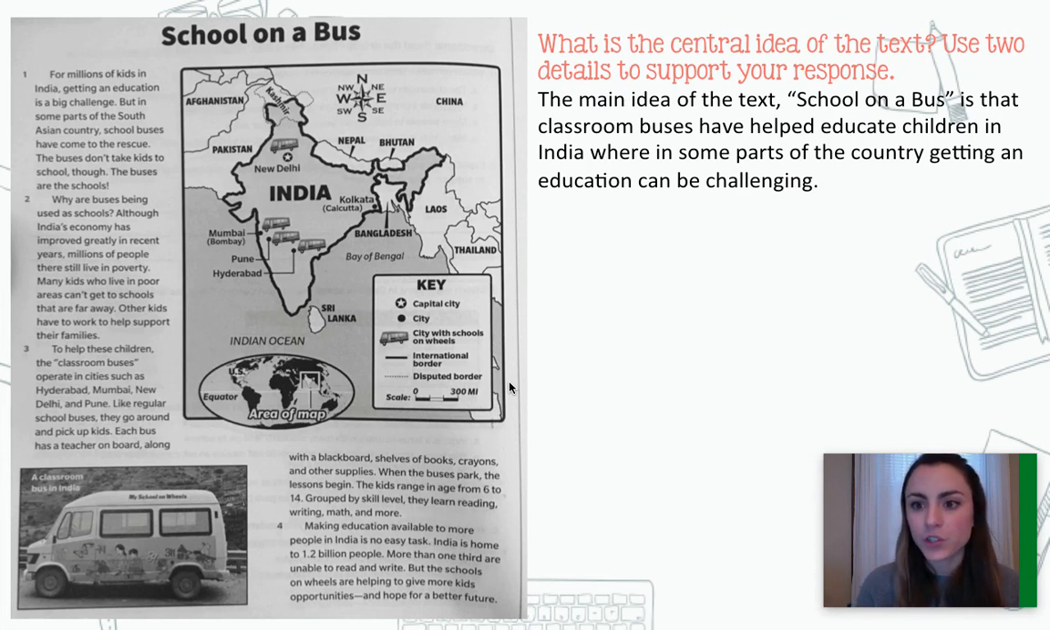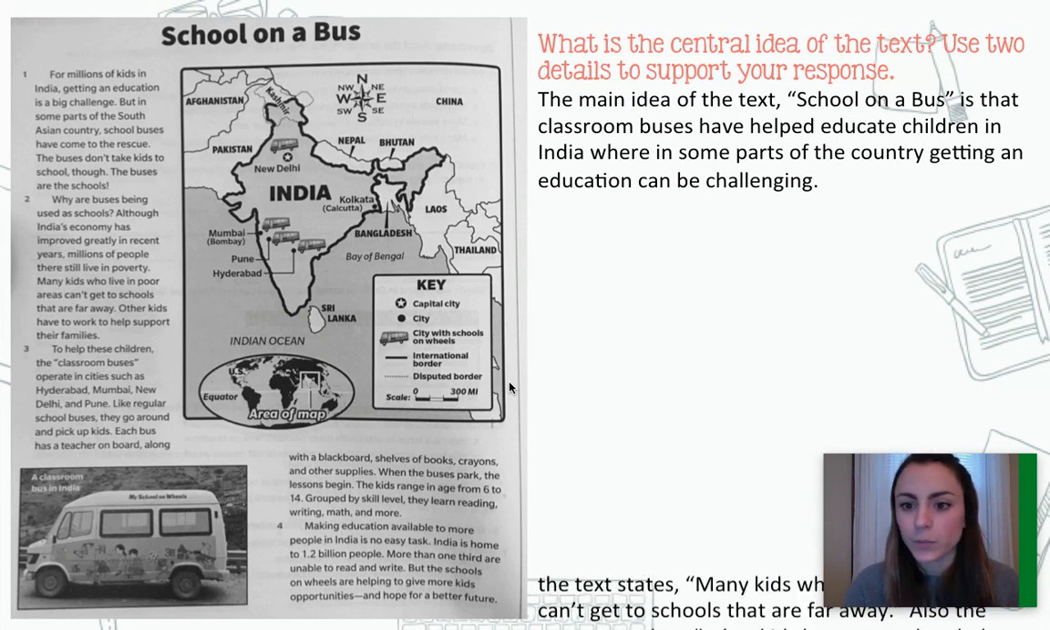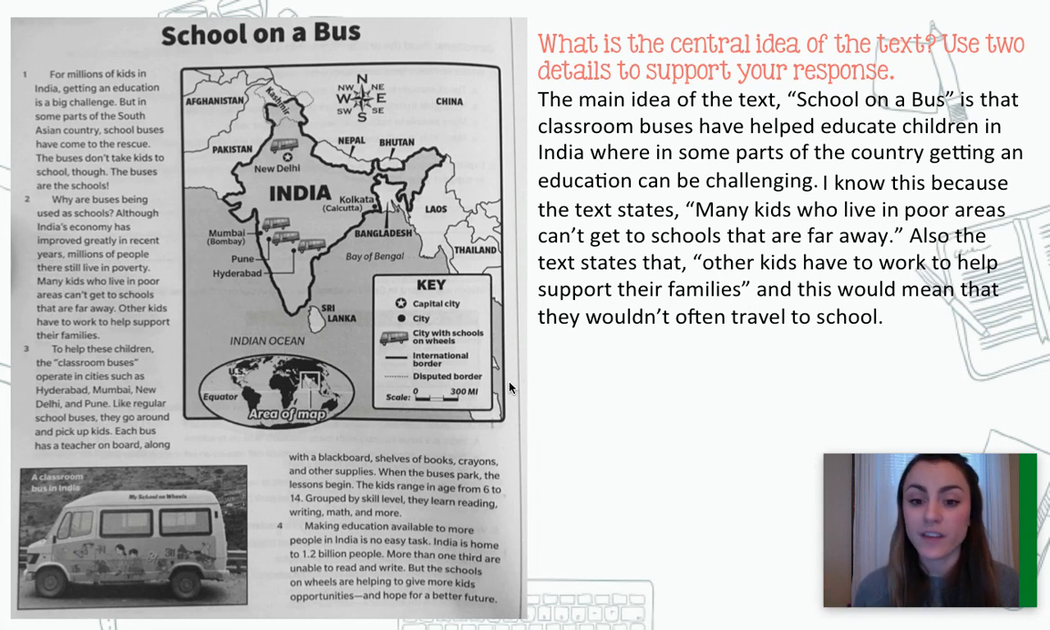Then we have to go to that next part of that question and we have to use two details to support our response. Now, those details are going to explicitly come from the text, okay? And if we can't find two details to support that, then we don't have the right main idea, but I believe that we do. So here are two details that I found back in the text.